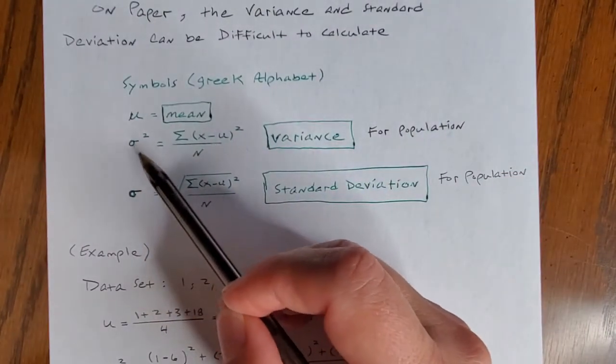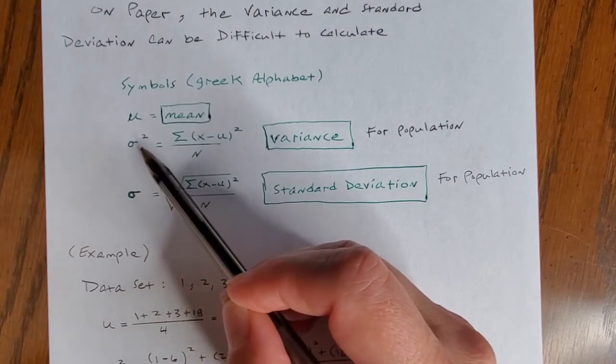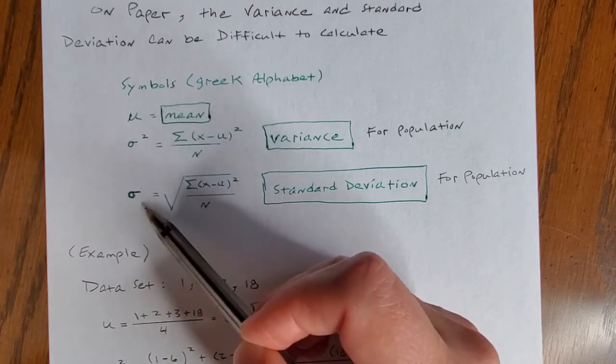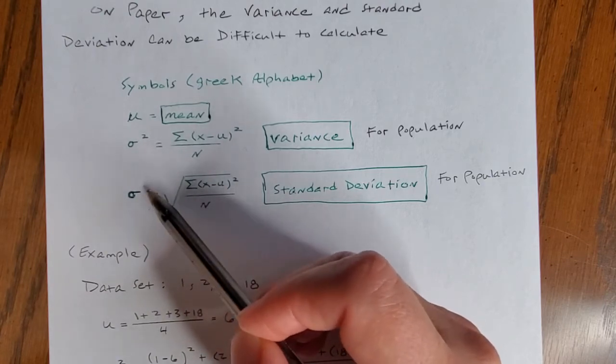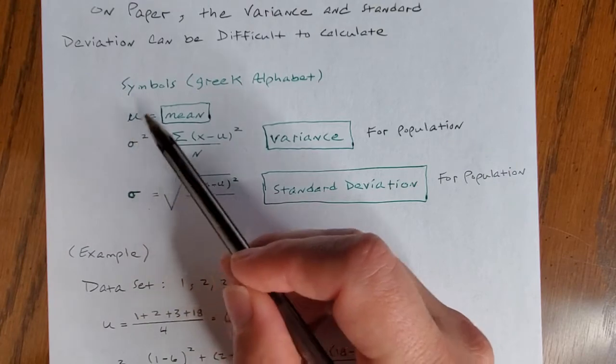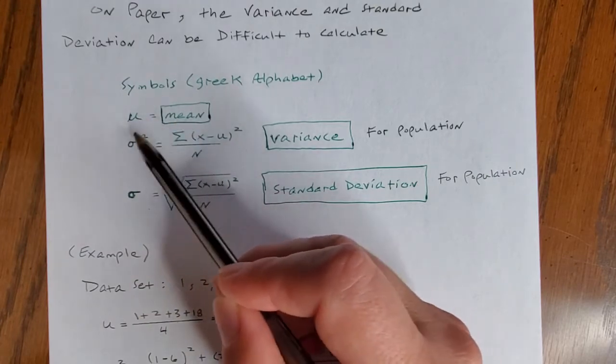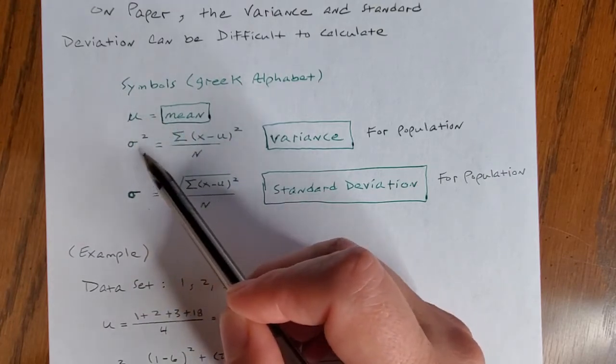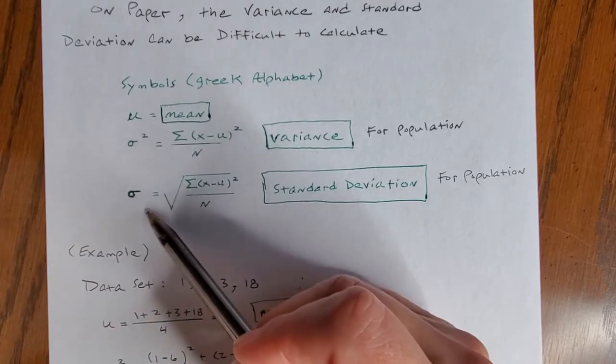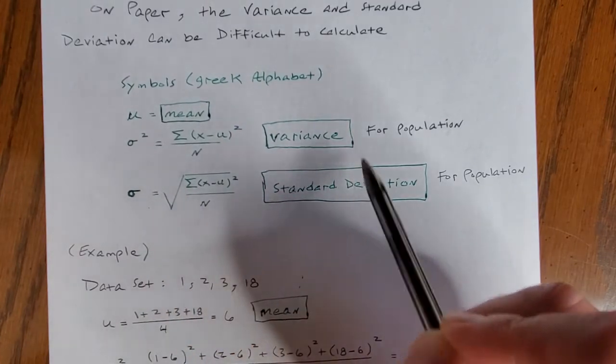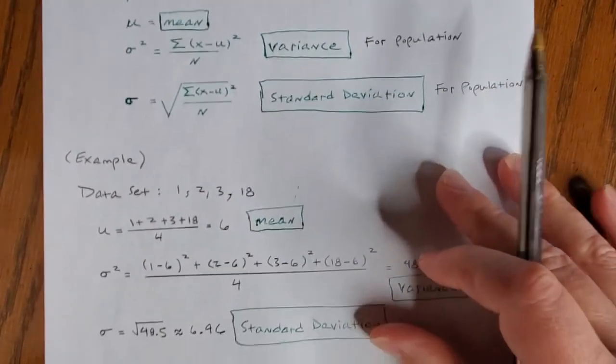And then do you see this symbol right here? This is sigma squared and sigma. So those are also Greek letters. So normally we let mu be the mean. That's a symbol for the mean. Sigma squared will be the variance, and sigma will be the standard deviation. Now let me show you how to calculate these, okay?